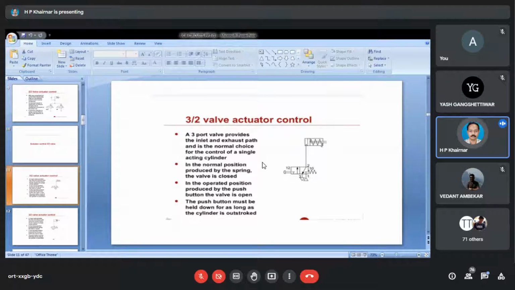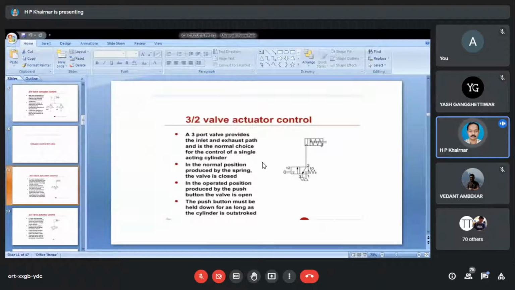In the normal position produced by the spring, the valve is closed. Okay, so this is the normally closed position. Outstroke exhaust is indicated over here. In the operated position produced by the push button, the valve is open. The meaning of this statement you can see in the next switching position, the adjacent square block right now. There is an arrow indicated over there, which indicates the air supply is on and the exhaust is shut off.